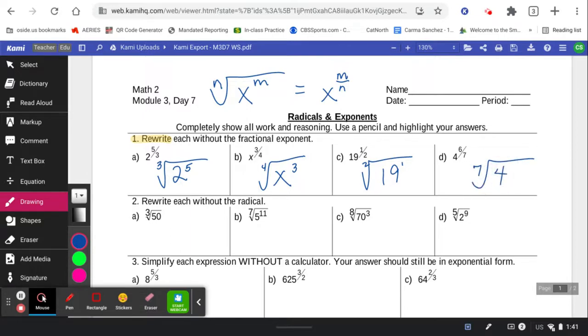Last one, 7th root of 4 to the 6th. So because this just says to rewrite it, I'm done. I don't have to do any further simplifying. Look at the directions for the next one. Also just want a rewrite.